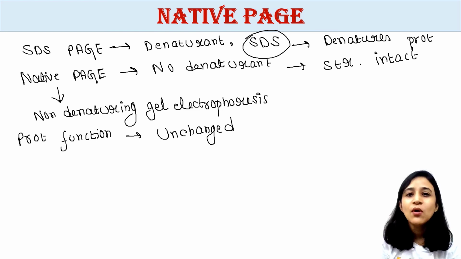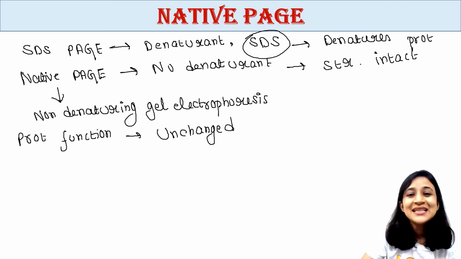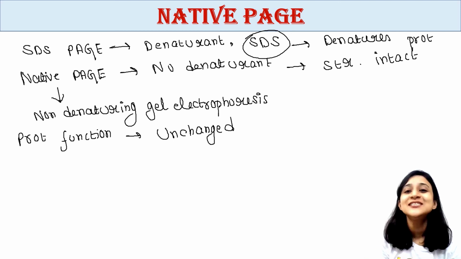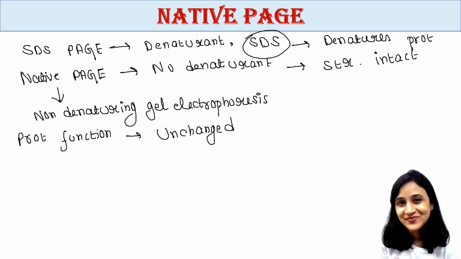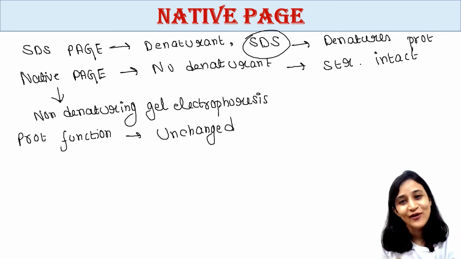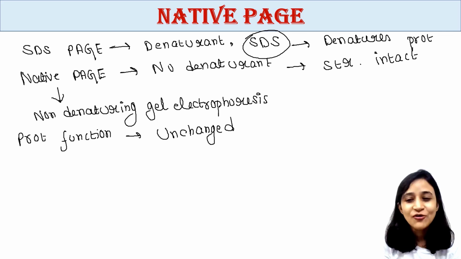Suppose you are working with an enzyme. It will retain its catalytic activity even after the separation. Therefore, it is possible to recover proteins in their native state after the separation. That's why it is called native PAGE electrophoresis. This is the advantage of native gel over SDS.